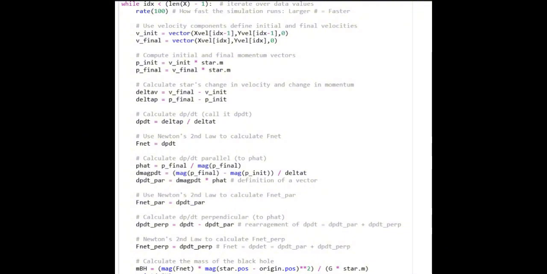To analyze the star's motion, I first calculated the star's velocity from the position data using the time interval between measurements. From the velocity, I calculated the initial and final momentum vectors for each time step. The change of momentum divided by the time interval gives the net force acting on the star. Using the gravitational force equation, I rearranged the formula to solve for the mass of the black hole. This calculation was performed repeatedly throughout the trajectory data, and the resulting values were averaged to obtain the final estimation.